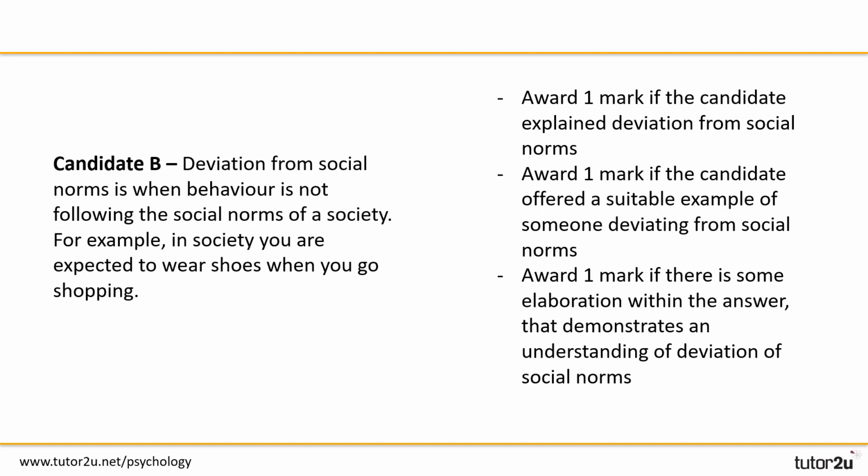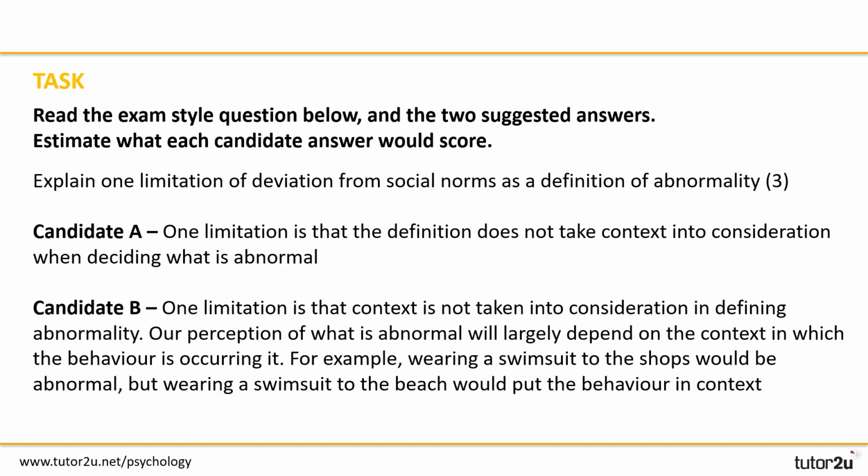Candidate B, on the other hand, would earn just 1 mark. The 1 mark here is for the opening sentence. Now, this isn't a great explanation, but it's enough for the mark. But you can see, or hopefully you spotted, that there's no elaboration whatsoever. So the example in this answer is also not credit-worthy because it focuses on what is normal rather than what is deviating from the norm. So a really important exam tip there. Let's try that again with a different question.